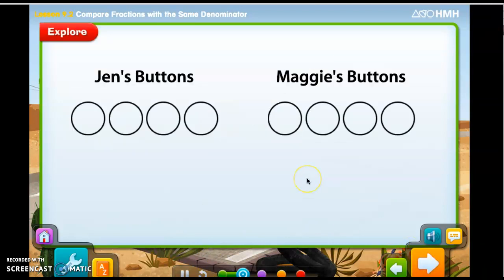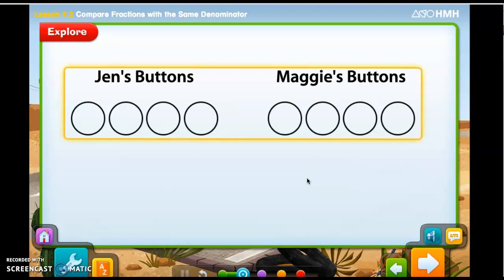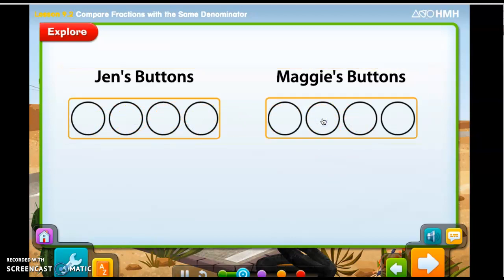Just as you can compare fractions of equal-sized wholes, you can compare fractions of equal-sized groups. How many buttons are in each group? How many? 1, 2, 3, 4. Good. Each group has 4 buttons, so each group is the same size. 3 of Jen's buttons are red. Click to shade 3 of Jen's buttons.